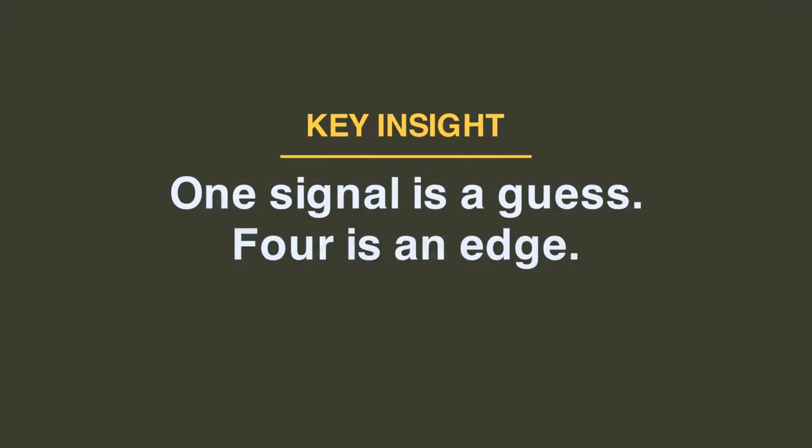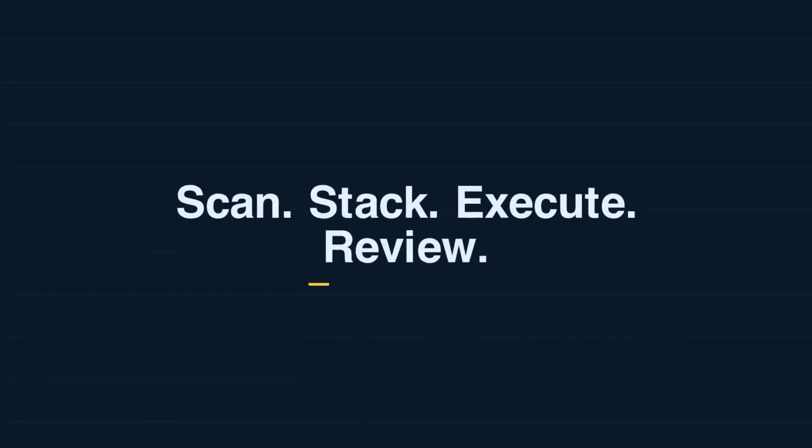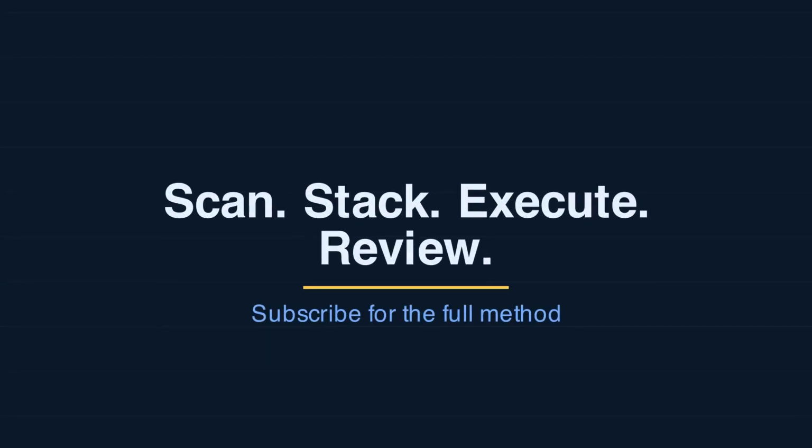This is the mindset shift. One signal is a guess. 4 independent signals stacked together is an edge. You stop trying to predict the market and start reacting only when the evidence piles up in your favor. Fewer trades, but far better ones. That's the Confluence method. Price action, a key level, momentum, and a trigger, stacked, then run through scan, stack, execute, review. Every other video on this channel plugs into this one system.